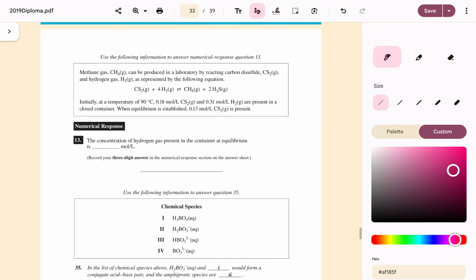All right, so moving on from here, number 13, what do we have happening? Oh, this is an ICE question. So we have some information. We have the chemical equation. It tells us initially what we have. So if I set up ICE, initial of CS2 is 0.18 moles per liter. Initial of hydrogen is 0.31. And then for products, you can assume 0 unless it tells you otherwise.